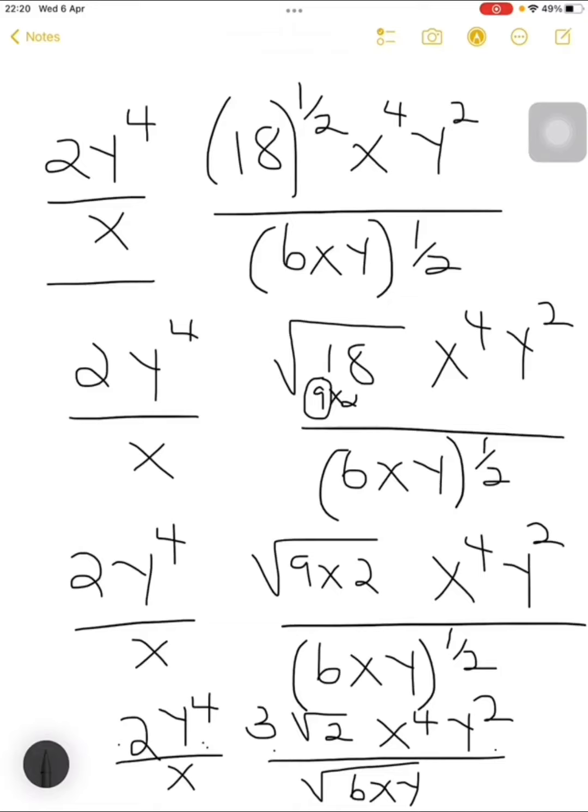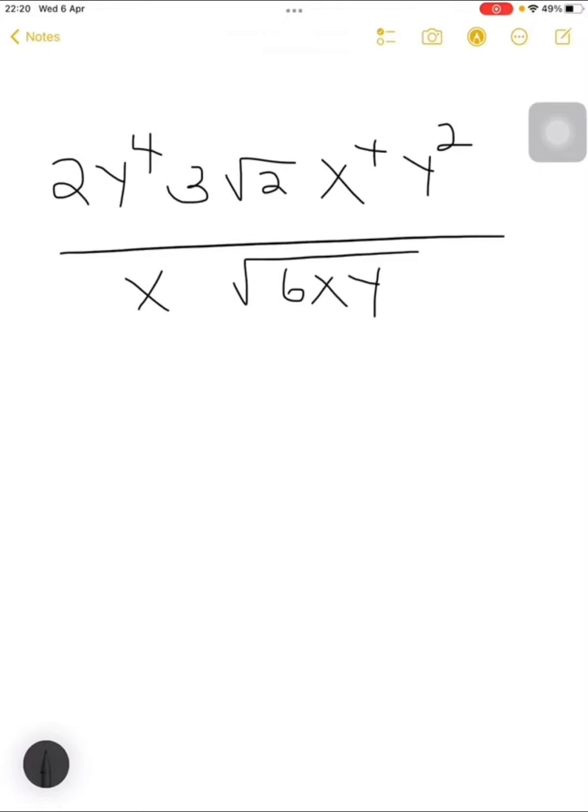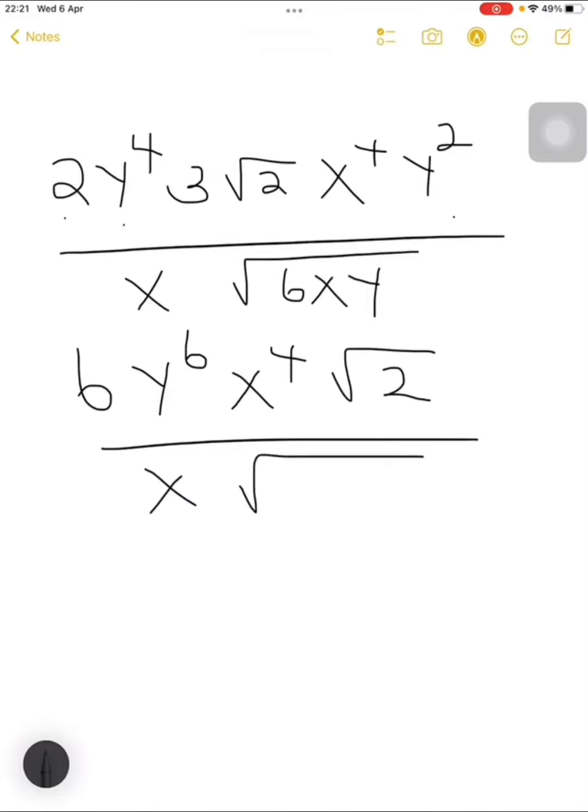So we are going to have this like this: 2y⁴, then we had it like this: √2 x⁴y² all over x, and then we have a square root of 6xy. So we can multiply 2 by 3 to get 6, and then we have this y and the other y. When we multiply them, we'll get y⁶, and then x⁴ and √2 all over x, then a square root of 6xy.